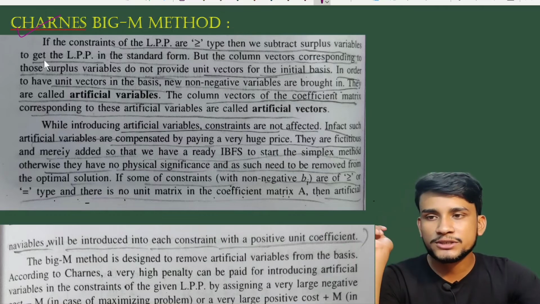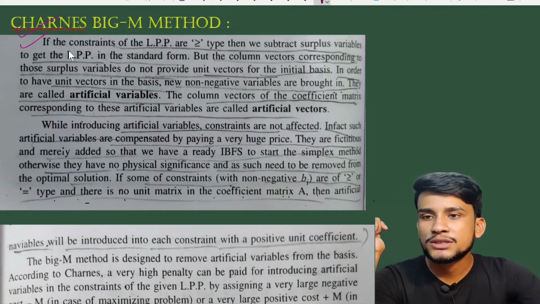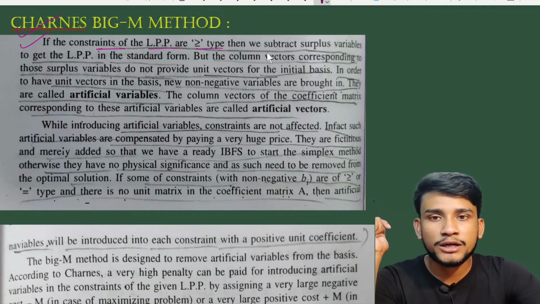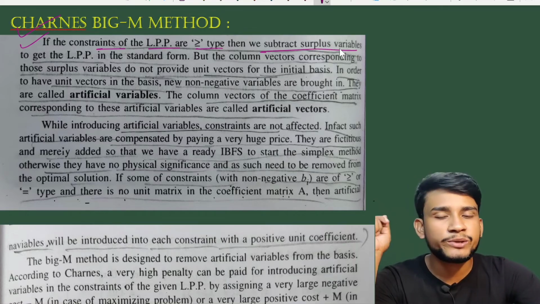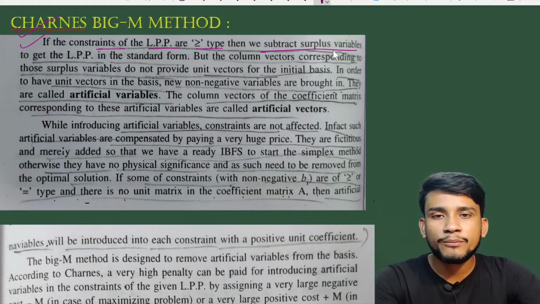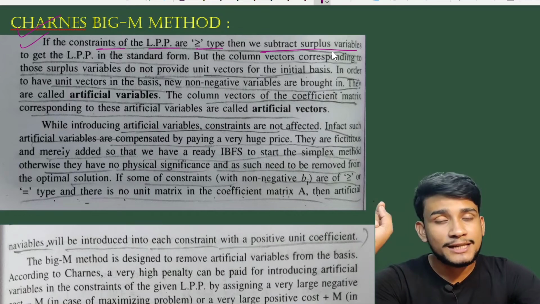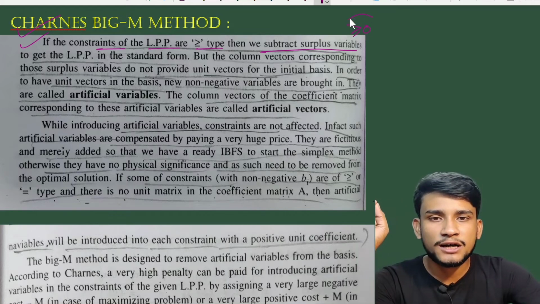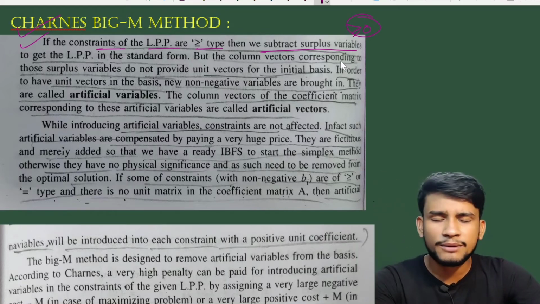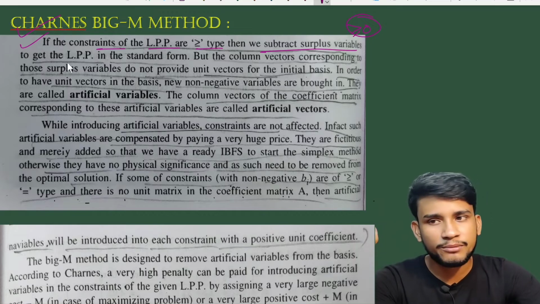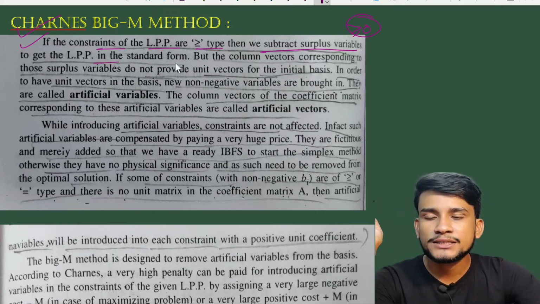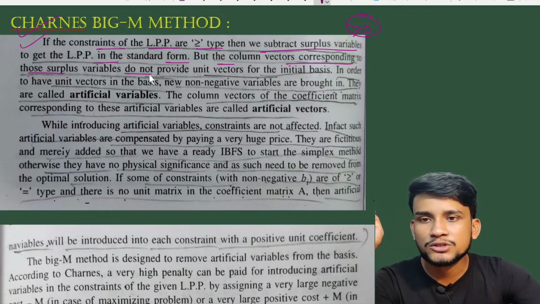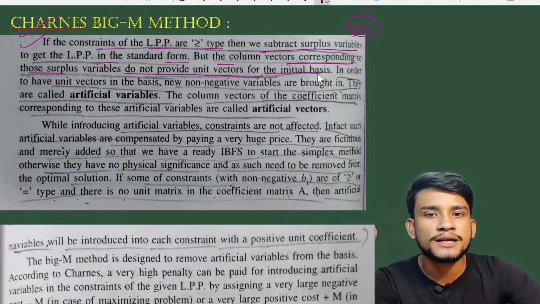So see, what is the method? If the constraints of the LPP are greater or equal to type, then we subtract the surplus variable. We solved the last problem using the slack variable, and when greater or equal to type constraints come, we introduce the surplus variable, as discussed above, to get the LPP in standard form. But the column vectors corresponding to the surplus variables do not provide the unit vectors for the initial basis.